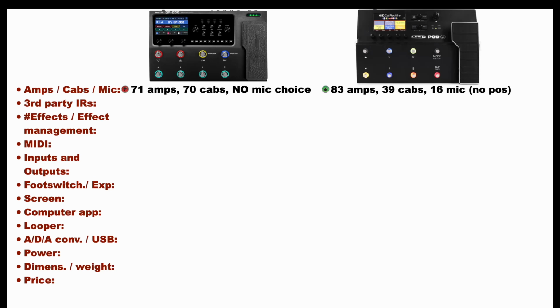Let me just say that for both the units the mic simulation is pretty poor, where the mic type and positioning has really a big impact on the tone. As regards third-party IRs, we have 20 user slots in the GP200 and 128 in the PodGo. Therefore, thumbs up to the PodGo, which offers more slots.